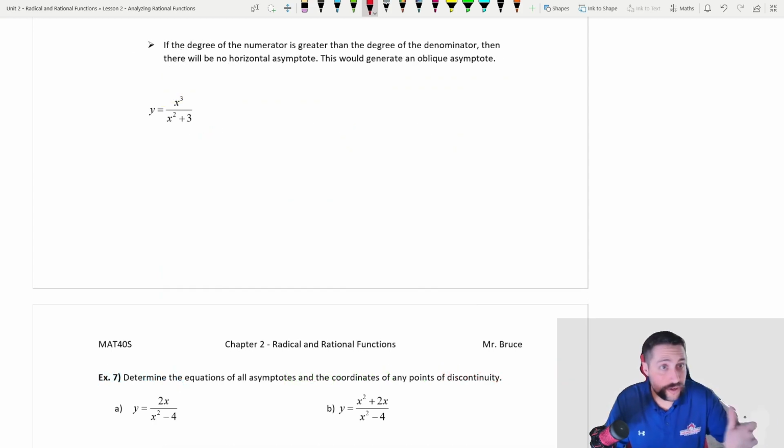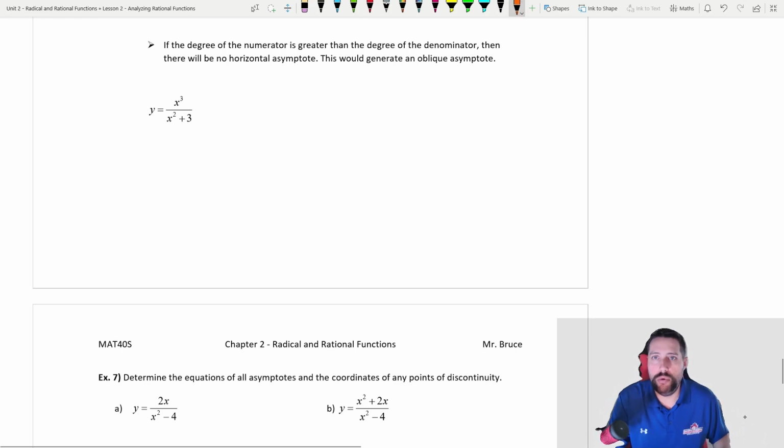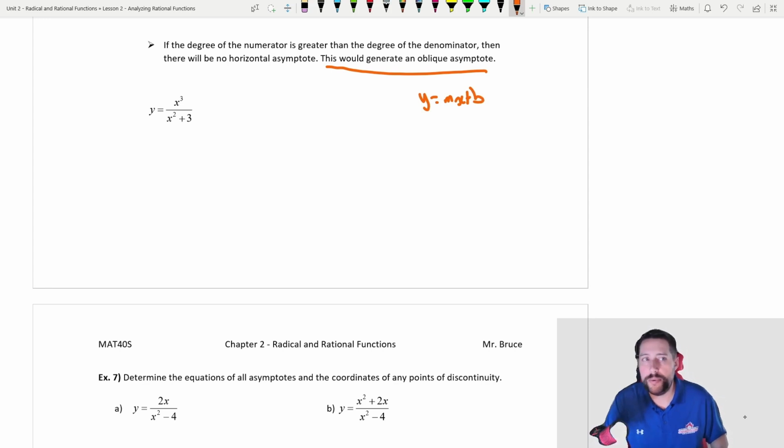Last one, if the degree of the numerator is greater than the degree of the denominator, then there will be no horizontal asymptote. So this would generate an oblique asymptote. What do I mean by an oblique asymptote? Well, that's basically a y equals mx plus b asymptote. In this particular example, y equals x to the power of 3 divided by x squared plus 3, there's no horizontal asymptote. It would create an oblique one, so we would create an asymptote of the form y equals mx plus b.